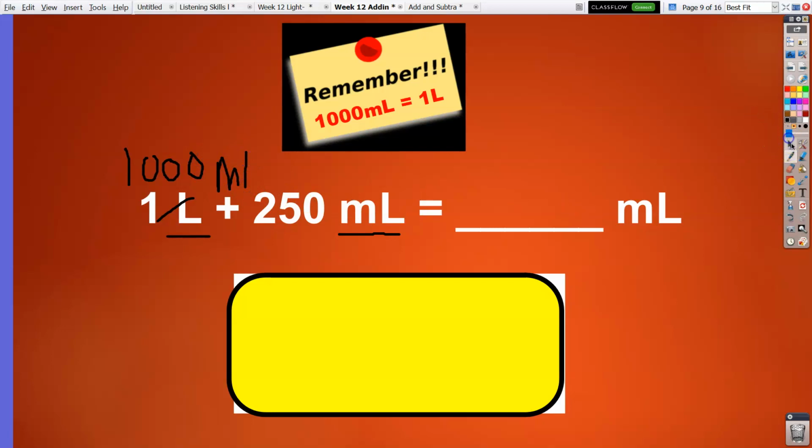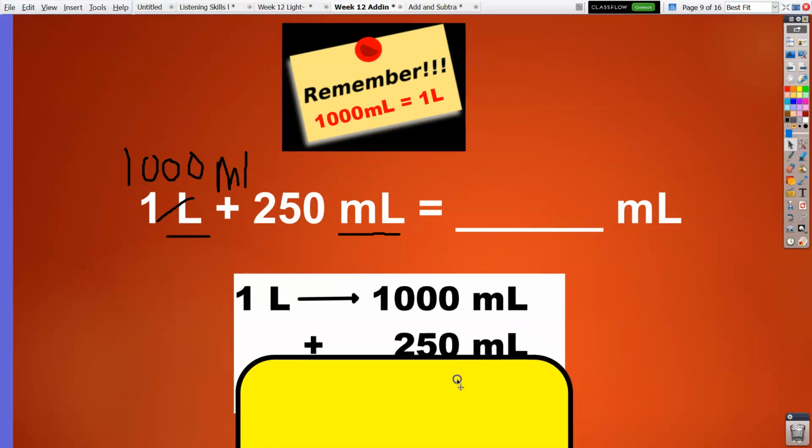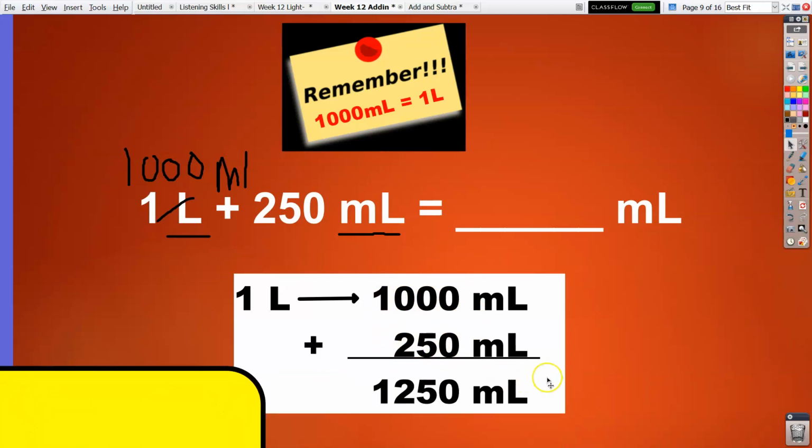Now we can write the columnar addition. So 1000 plus 250 ml. So add each digit again, 0, 5, 2, and bring down the 1. Now we have 1250 ml. Or simply remove the liter sign, then just put all the numbers together, 1250 and ml.